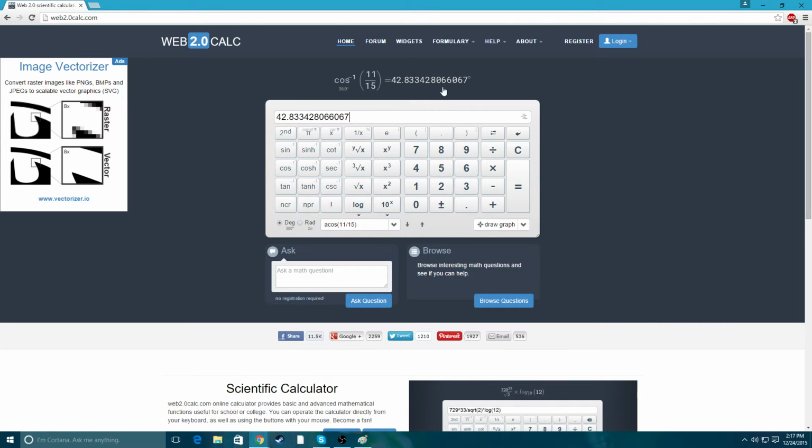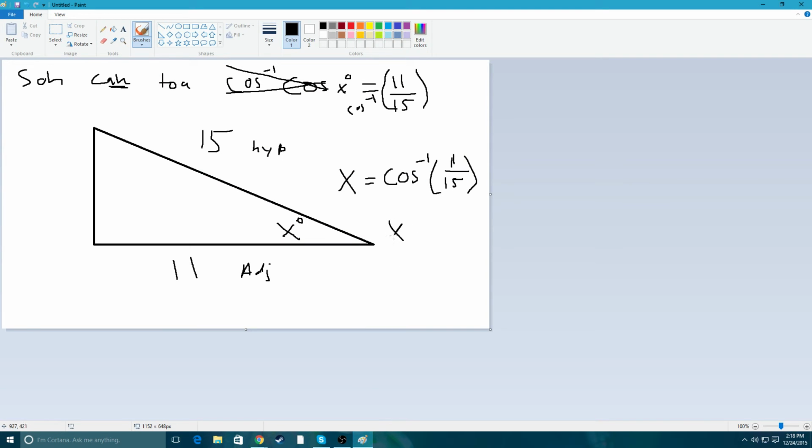Hit enter, and we get x equals roughly 42.8 degrees. So x equals 42.8 degrees.